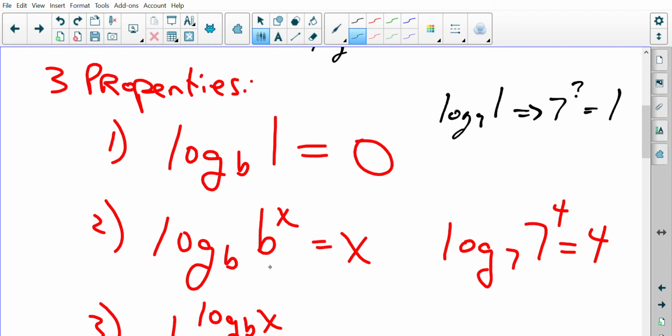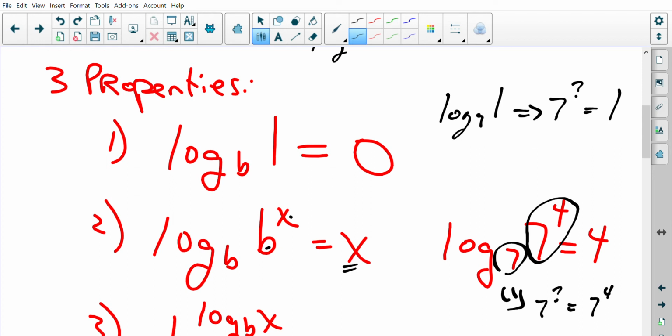This second one says if you have the log of a base raised to an exponent to the same base, the answer has to equal that exponent. Well, this is really self-explanatory. If I have log of 7 to the 4th to base 7, this implies 7, your base, raised to what exponent equals, this is called the argument of your logarithm, 7 raised to what exponent gives me the argument 7 to the 4th? Well, it's got to be 4.